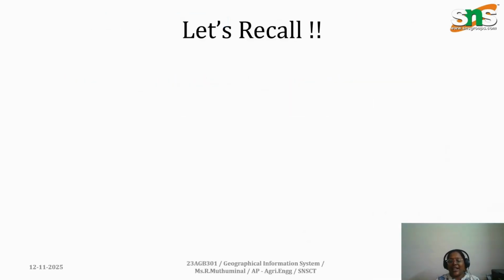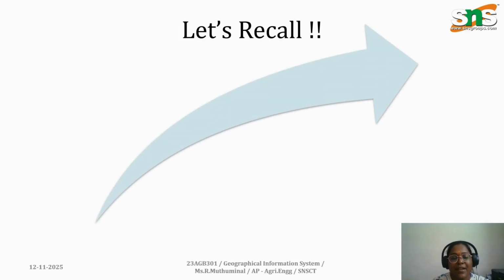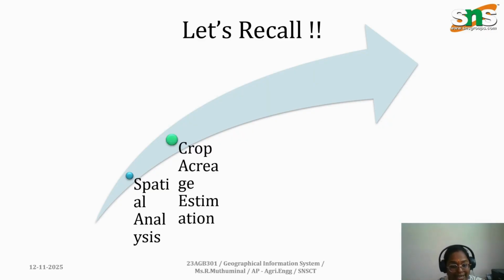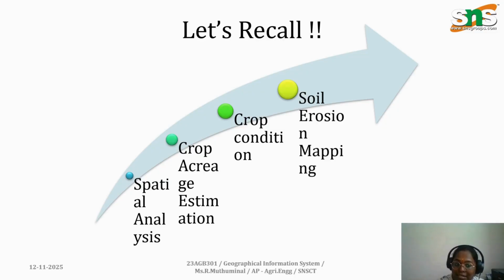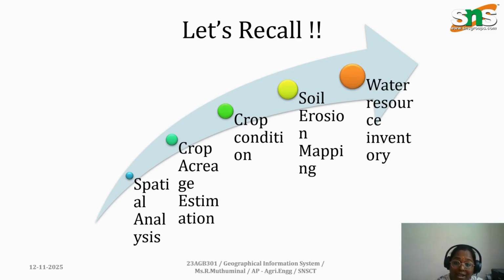Before going into the session, let us have a small recap of what we have seen in the previous class. We have seen spatial analysis, where the data that have been extracted could be analyzed by converting raster data and vector data. The second one is crop acreage estimation, and how we can predict the crop condition under certain soil parameters and how we can map soil erosion. And in the previous lecture series, we have seen how we can identify water resources inventory.